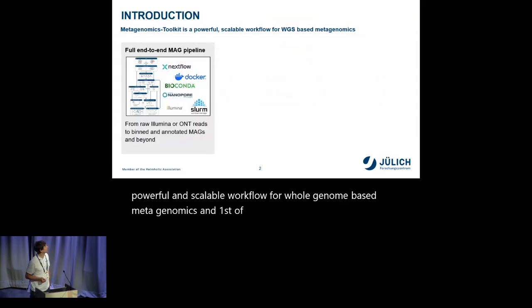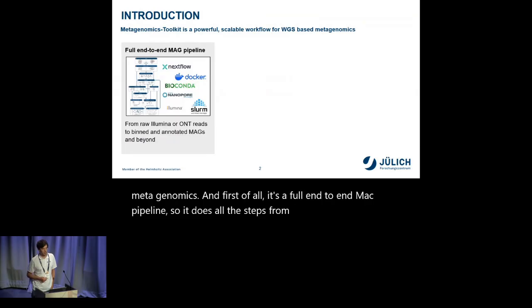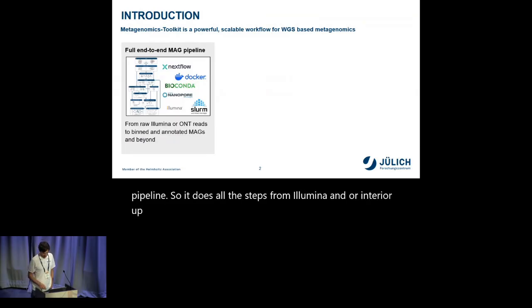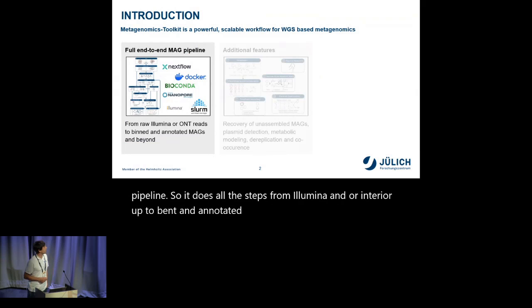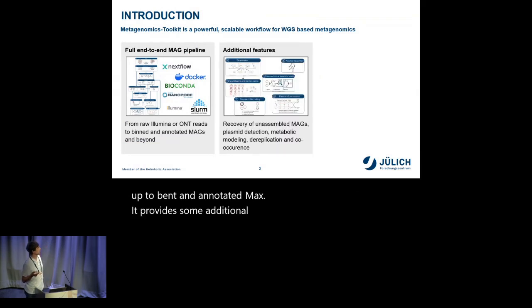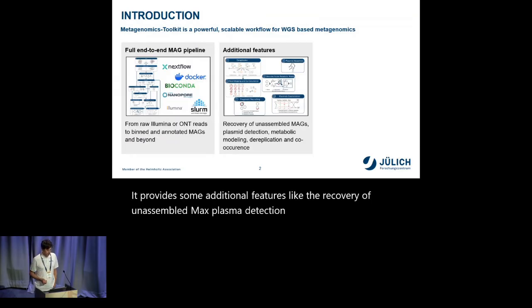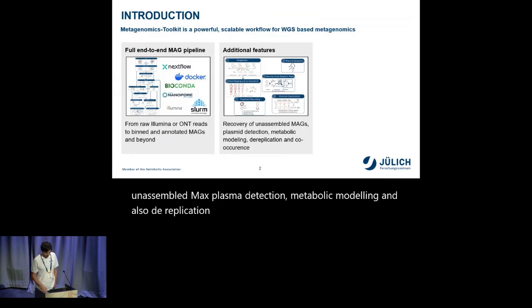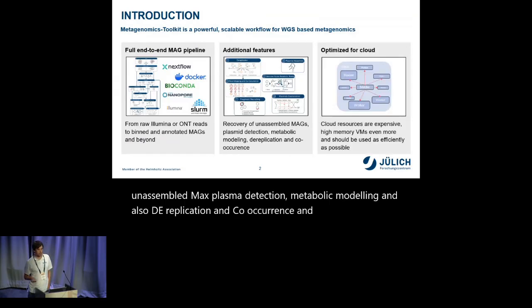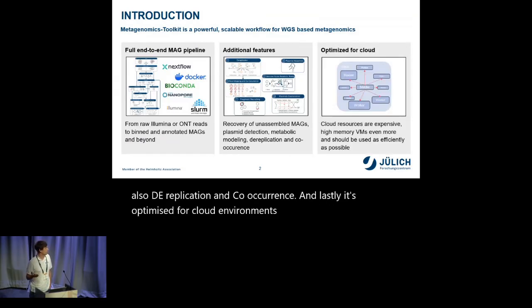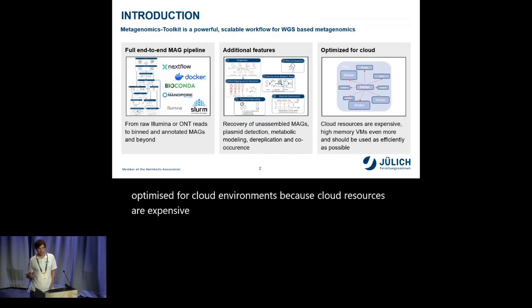And first of all, it's a full end-to-end MAG pipeline. So it does all the steps from raw Illumina and ONT reads up to binned and annotated MAGs. It provides some additional features like the recovery of unassembled MAGs, plasmid detection, metabolic modeling, and also dereplication and co-occurrence. And lastly, it's optimized for cloud environments because cloud resources are expensive and especially high memory virtual machines are even more expensive. So those resources should be used as efficiently as possible.